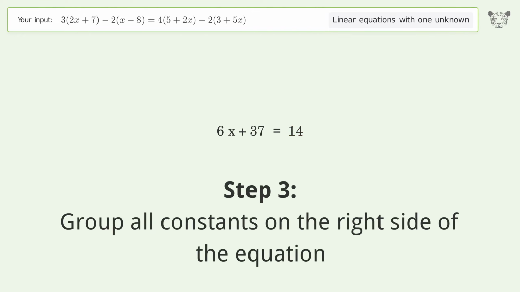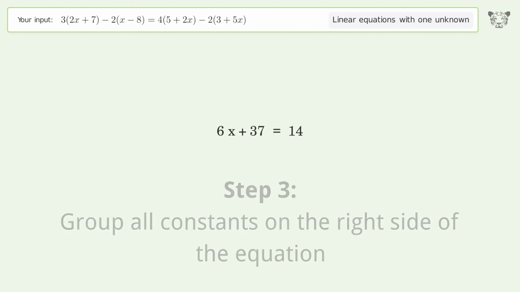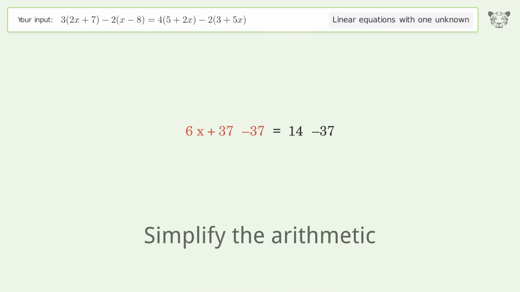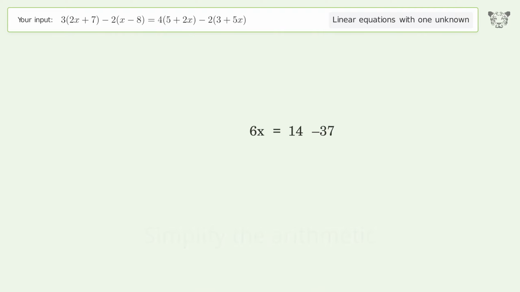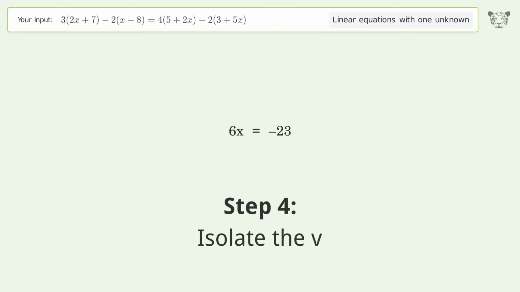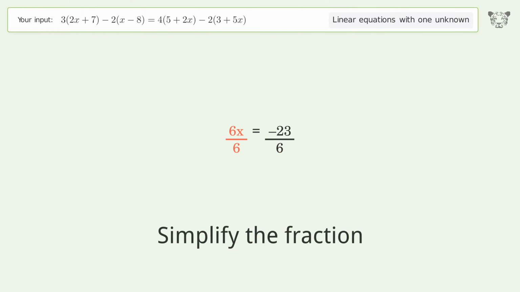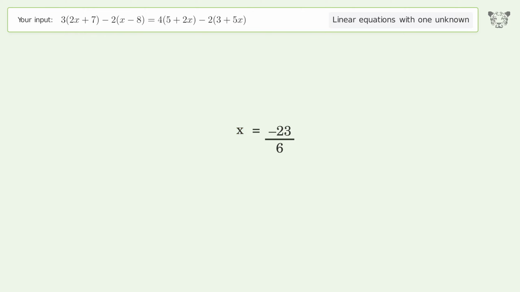Group all constants on the right side of the equation. Subtract 37 from both sides. Simplify the arithmetic. Isolate the v. Divide both sides by 6. Simplify the fraction. And so the final result is x equals -23/6.